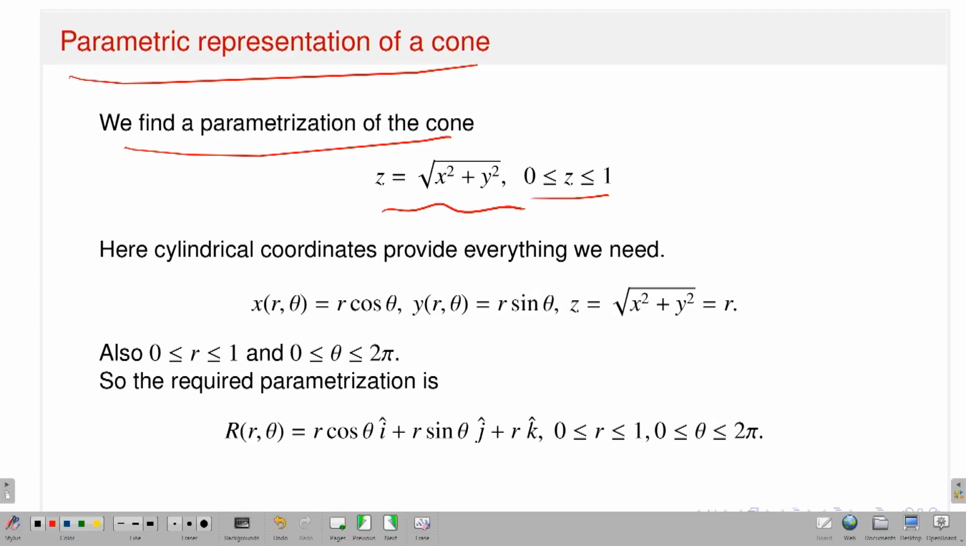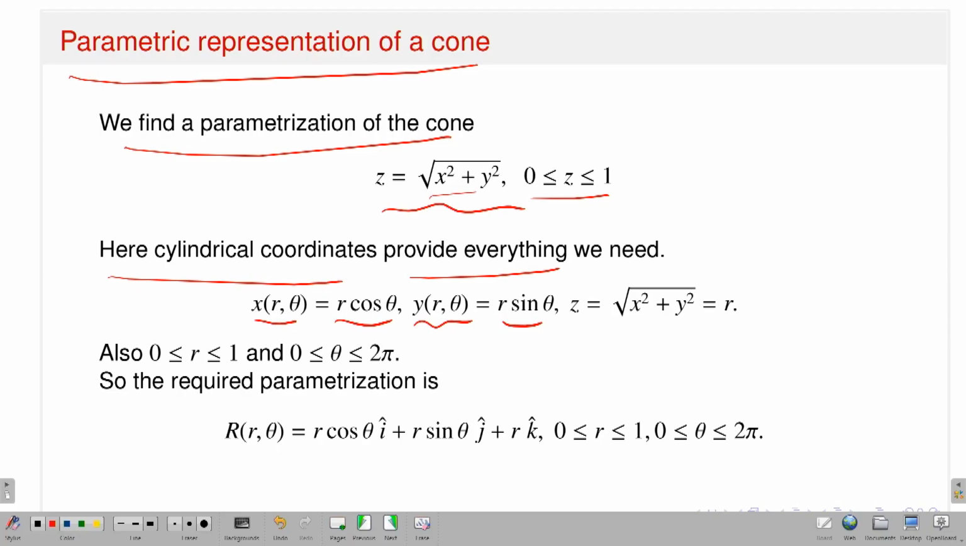Now you know the concept called cylindrical coordinates. Here cylindrical coordinates provide everything we need. What are cylindrical coordinates? I can write my Cartesian coordinates x, y, z in terms of functions of r and theta. So x I can write as a function of r and theta, which is nothing but r cosine theta. Y I can write as r sine theta, and z as it is.